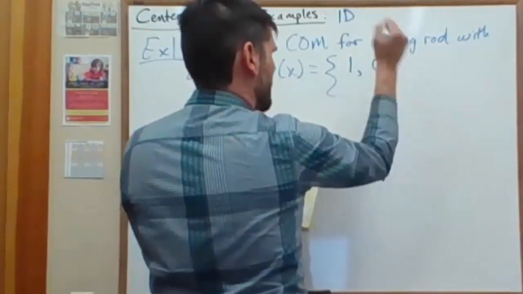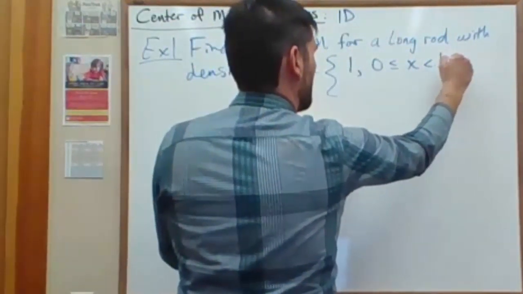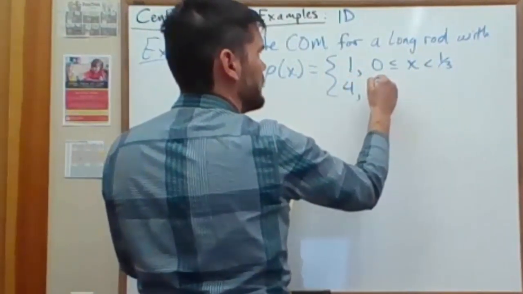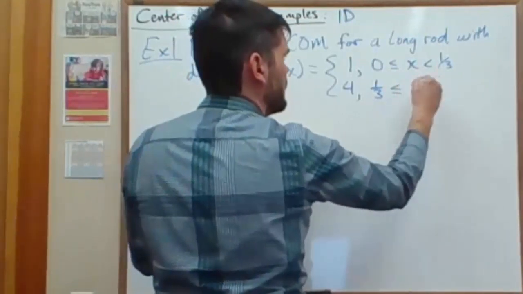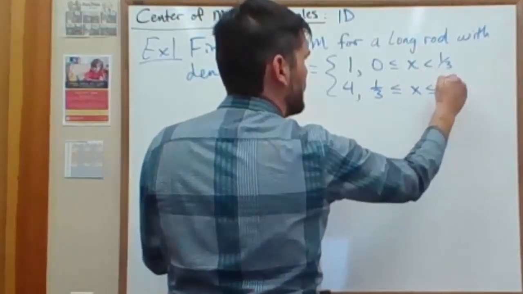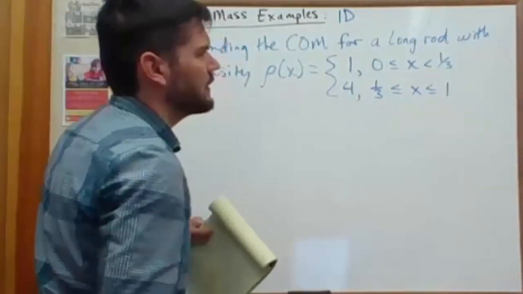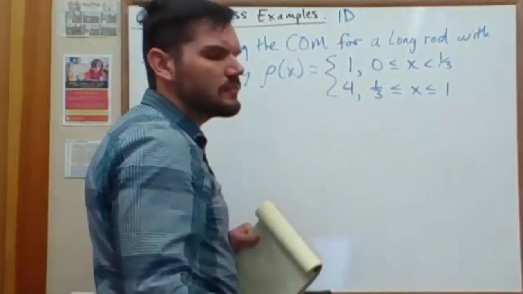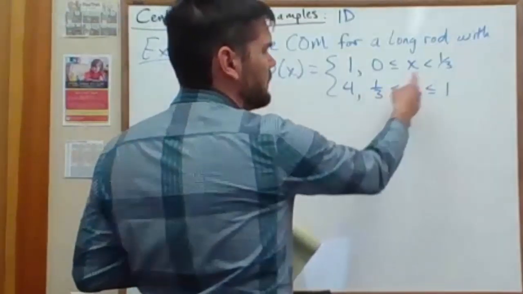1 for x between 0 and 1/3 of the length, and then 4 between that third all the way up to 1. So let's talk about that. Length being 1, that's our final length. And right at the intersection, we don't really have the density defined. It's not yet. We have to be more careful about that.